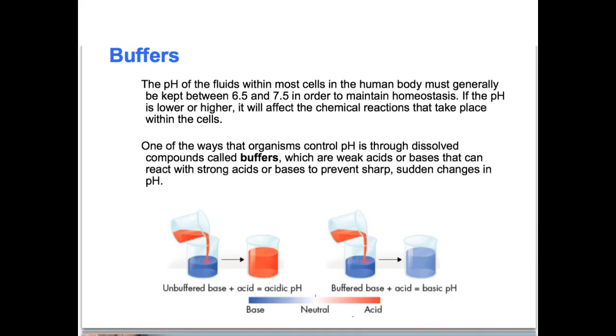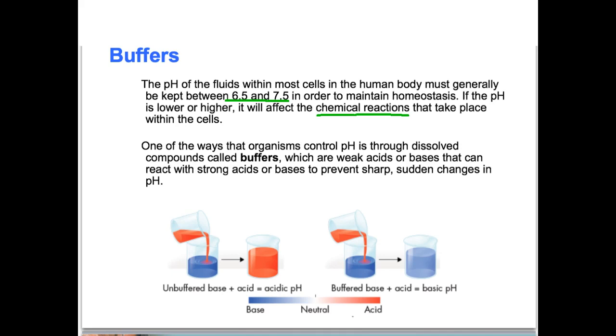So let's talk about a buffer. The pH of the fluids within most of your cells is kept between 6.5 and 7.5. That helps us to maintain homeostasis. If the pH is lower or higher, it's going to affect the chemical reactions that take place within your cells. And if those chemical reactions don't occur, your cells then aren't functioning. And when your cells don't function, you don't function.